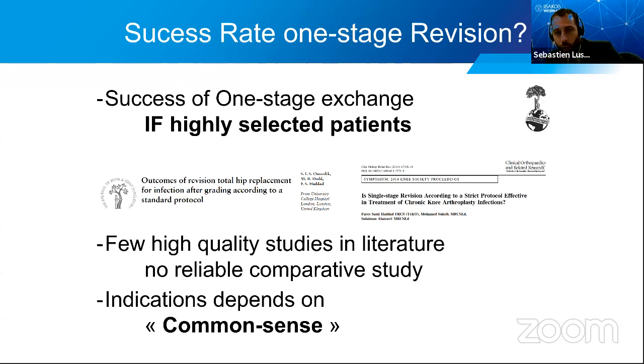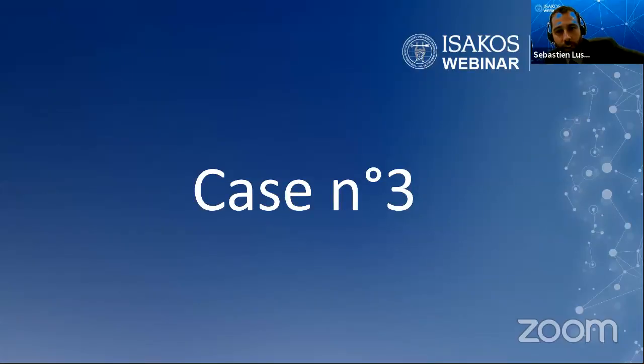And then just a couple of references. One excellent one from Sam, published in the BJJ, about the potential outcome of one stage. What is very important is to select the right patient, and I'm sure Sam will agree on that. And common sense is, as always in surgery, crucial when we make the decision. I will hand over to Mike for the next case.